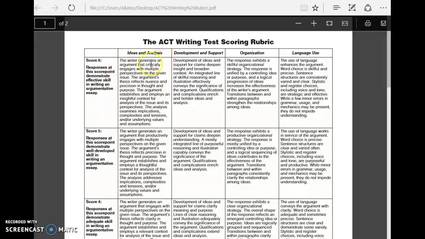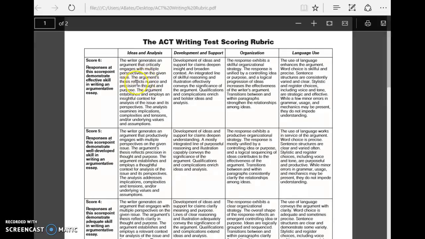So under ideas and analysis, the writer generates an argument. So remember, you're trying to persuade, an argument that critically engages with multiple perspectives on the given issue. So remember how in the prompt it said you had to have your perspective and then also address the other perspective. So based on this, if you're getting the 6, not only have you used your perspective and another perspective, but maybe you've also brought in a second perspective. So again, saying what all of these other sides are saying on your particular topic.